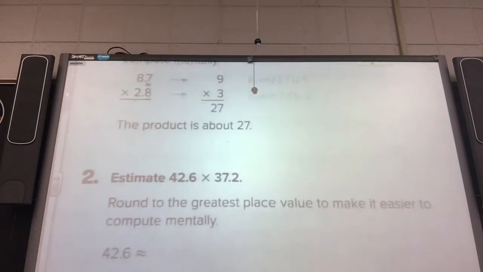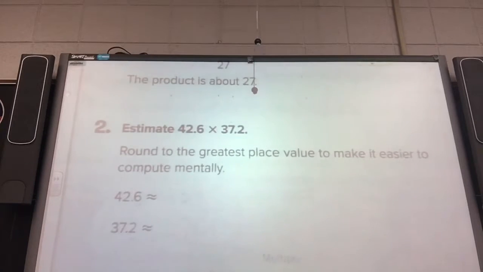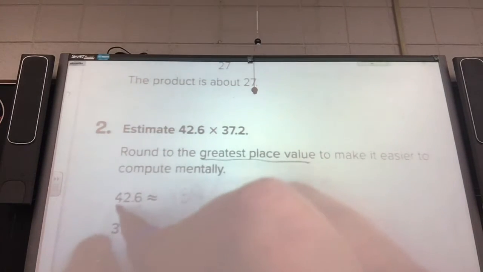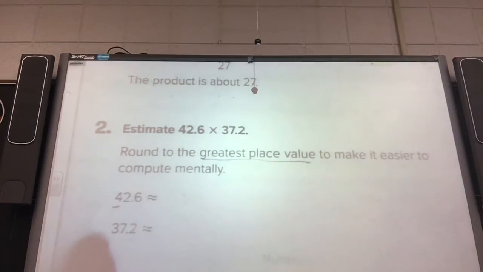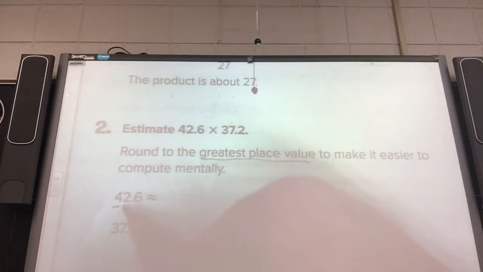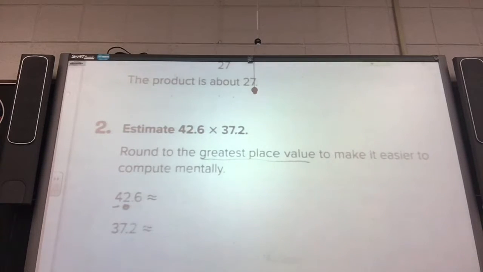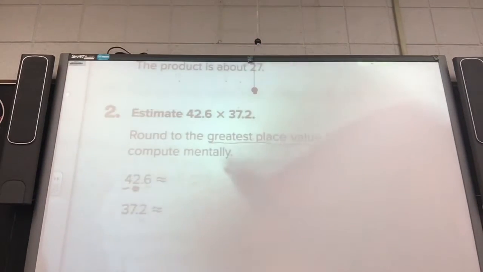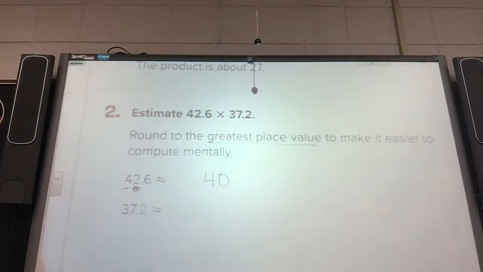The next one, it tells us to round to the greatest place value. So that's going to be here. Okay? So we round to the greatest place value, we have to look next door at this 2 here. And we have to decide, is it higher or lower? 5 or above, 4 or below? It's 4 or below, so this stays at 40.